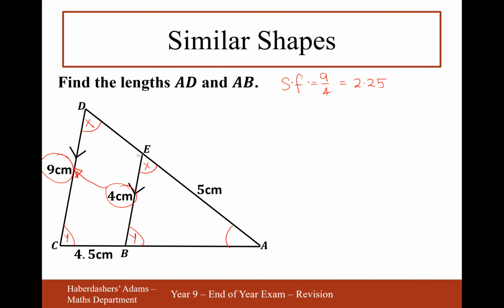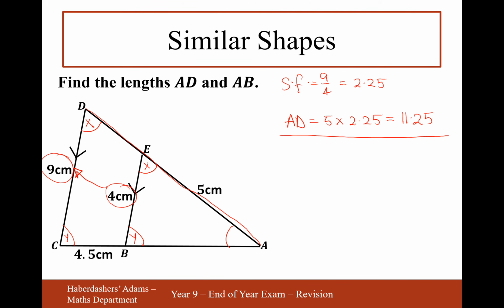So from the smaller triangle to the bigger triangle, I can now find A to D, because A to D will be 5 times 2.25. Let's do that on the calculator. 5 times 2.25 gives me 11.25. And that will be the side of the bigger triangle from A to D. Lovely. And the second part is to work out A to B.